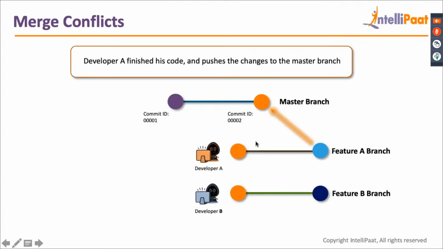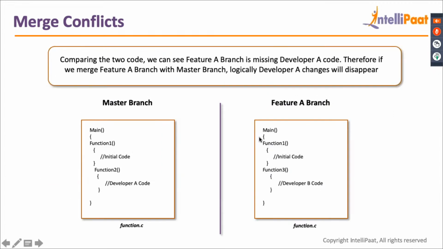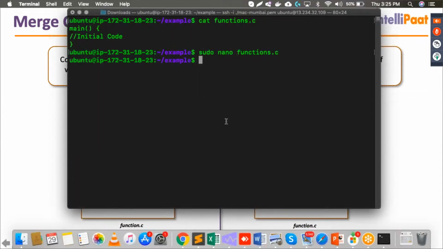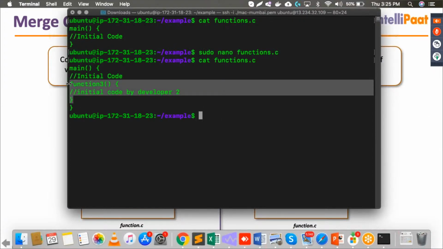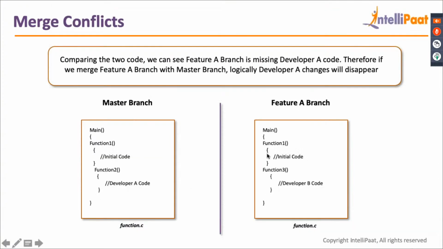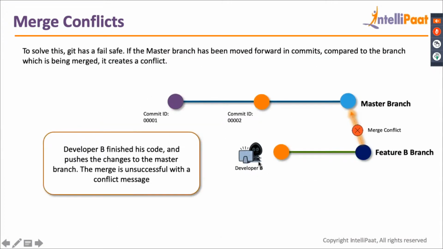Now on the master branch, function 2 is present. On the feature B branch, that is the developer 2 branch, function 3 is present, because developer 2 has added function 3. And on the main branch, you have function 2, which was created by the developer. Okay. Now what happens after this?